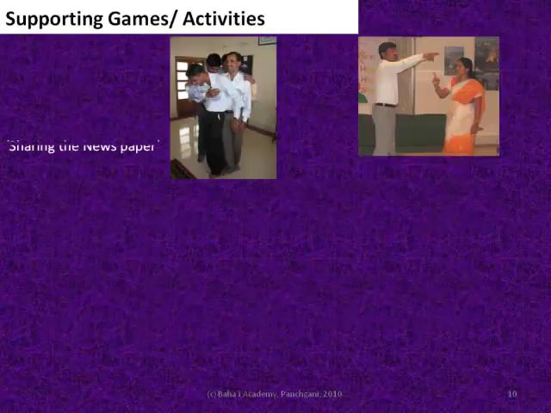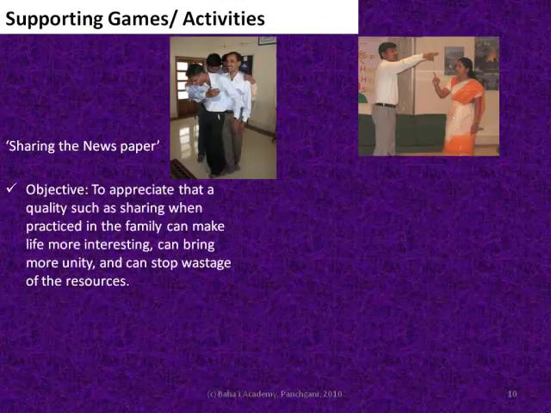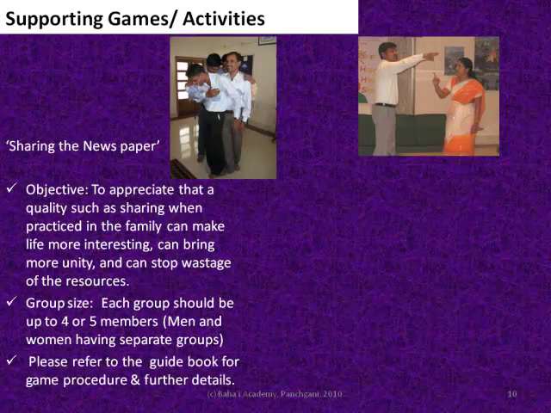Newspaper sharing is the second cooperative game of this module. The objective of this game is to appreciate that a quality such as sharing, when practiced in the family, can make life more interesting, can bring more unity, and can stop wastage of the resources. Each group should be made of 4 to 5 members, with men and women having separate groups. Please refer to the game procedure for details.